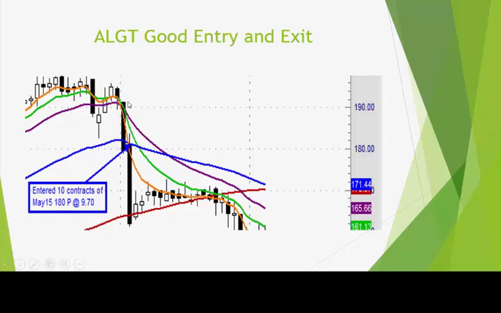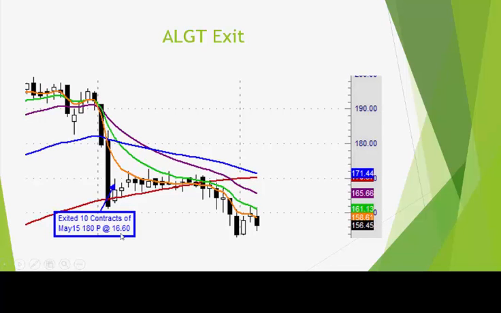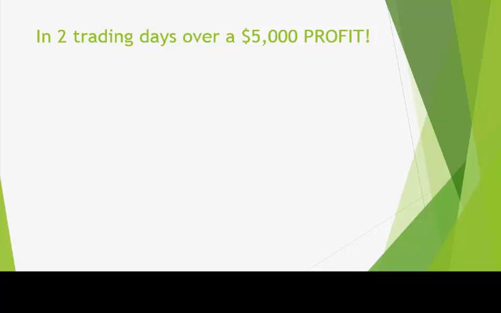So here, we're going to do another good example of Allegiant. This was a good entry and a good exit. Some of you might be saying, just looking at this, wow, I think you missed the move. But if you see here, we entered 10 contracts of the May 15 180 put at 970. And this was a break below the previous day's candle. And we stayed in it. And that stock ended up having over a 15% sell-off that day. And we exited 10 contracts the next day at 1660 in 2 trading days. That's over a $5,000 profit on a good entry and a good exit. Do you see how having good entries and good exits can majorly help your trading?